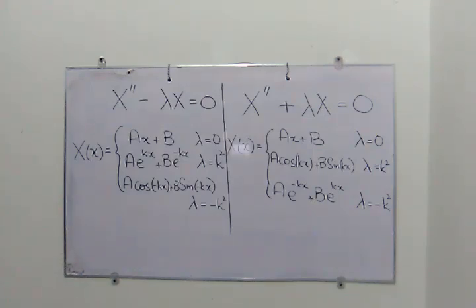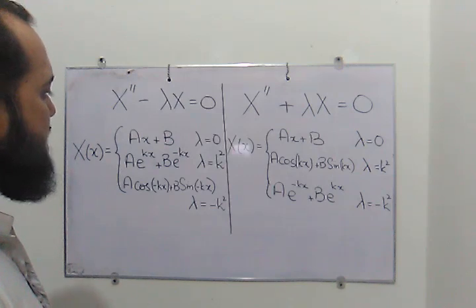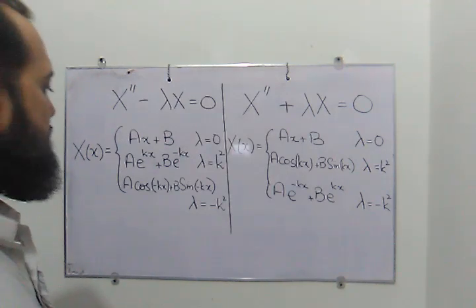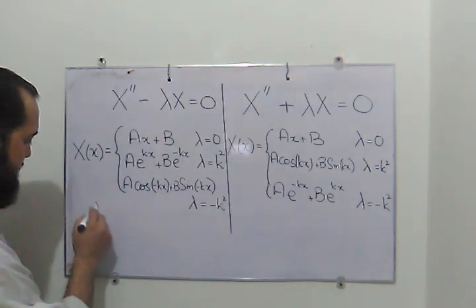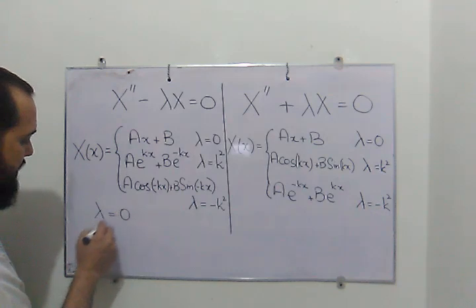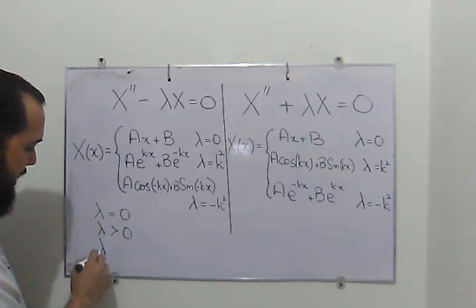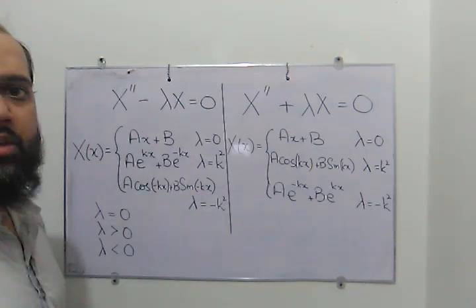So what do we have here now? We don't know the value of lambda. So lambda could be 0, lambda could be positive, and lambda could be negative. So these are the solutions for three cases of lambda. When lambda is equal to 0, lambda is greater than 0, positive, and lambda is less than 0. These are the three cases here.